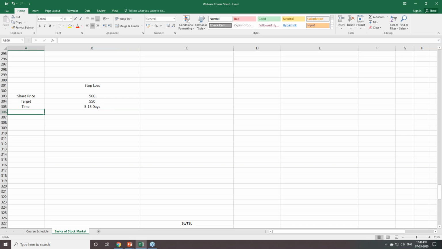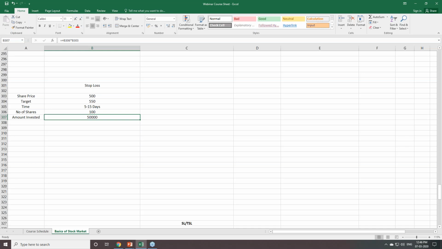Now what if it goes down? Say the number of shares is 100. So what is the amount invested? 100 into 500. So I have invested 50,000 rupees and am expecting a profit of 5,000 rupees in 5 to 15 days. That's absolutely fine if it is moving in our favorable direction.